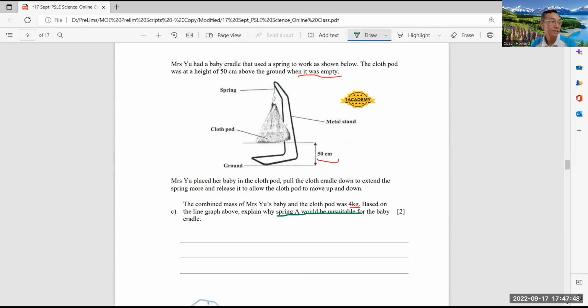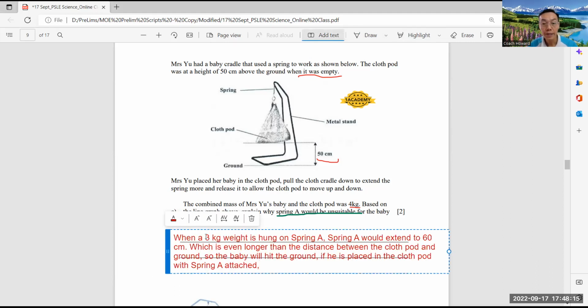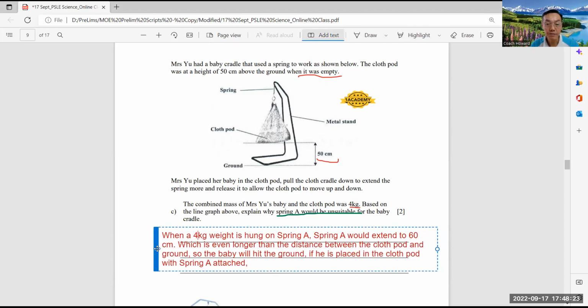Understand? Yeah. So you say that when a 4 kilogram is hung on spring A, it would extend to 60 centimeters, which is even longer than the distance between the cloth cot and the ground. So the baby will hit the ground if it's placed in a cloth cot with spring A attached. Okay, so this is the answer which I share with you here. I have modified the question. Okay, the school actually put 3 kilogram. I changed the variable to 4.